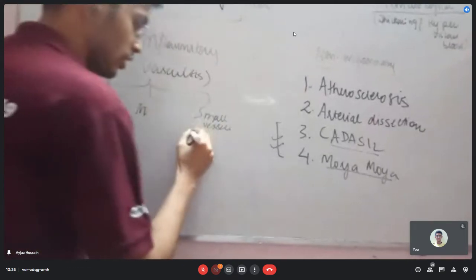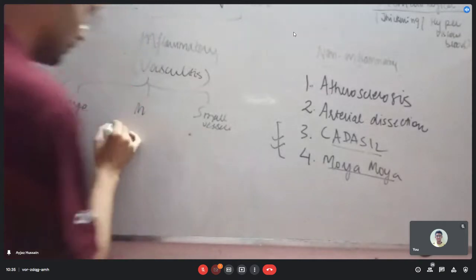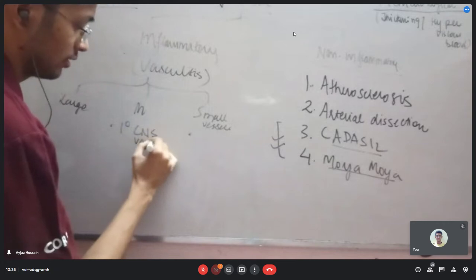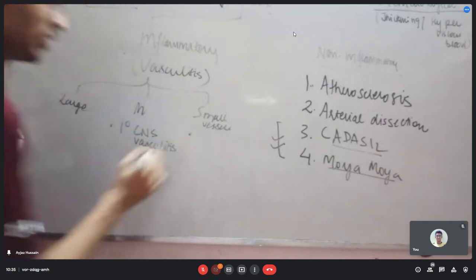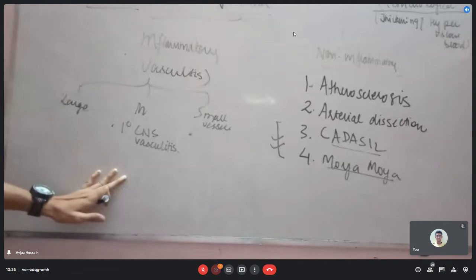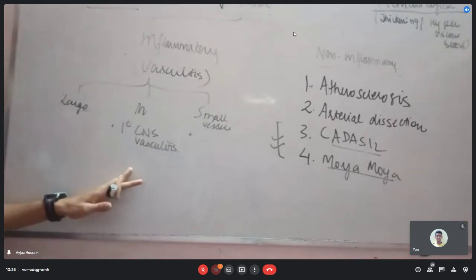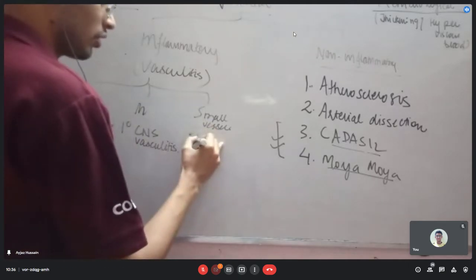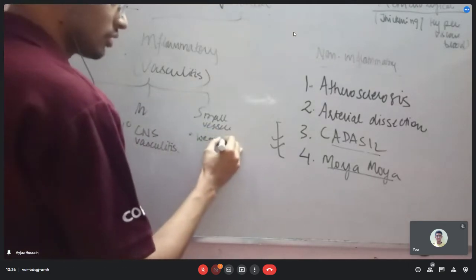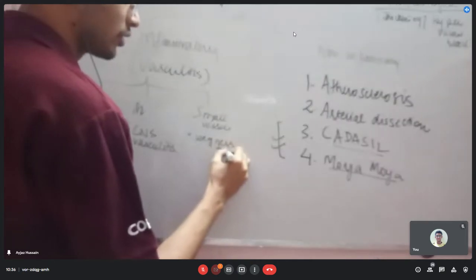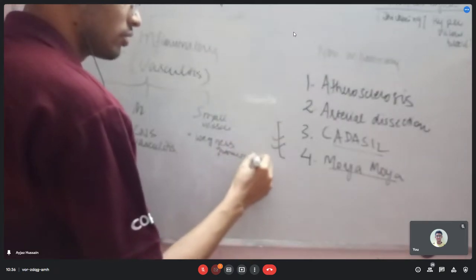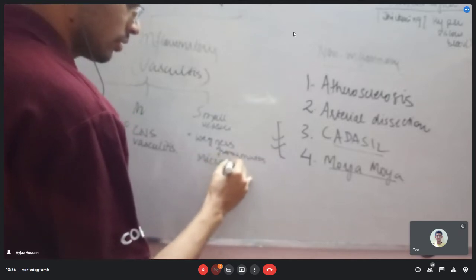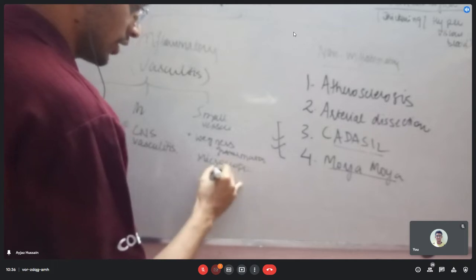The most important: in medium vessel vasculitis, the commonest reason is primary CNS vasculitis. When you talk about small vessel vasculitis, you can have Wegener's granulomatosis and microscopic polyangiitis.